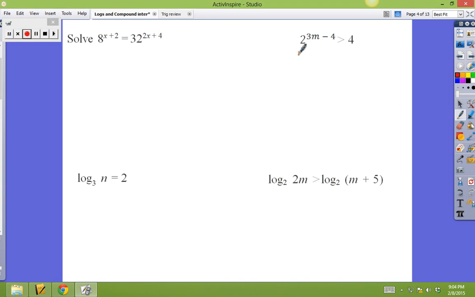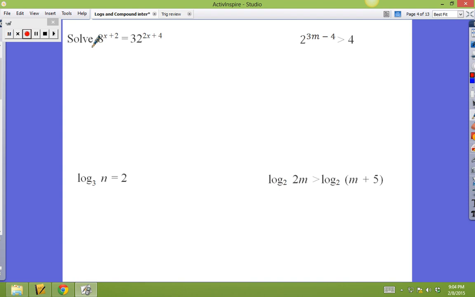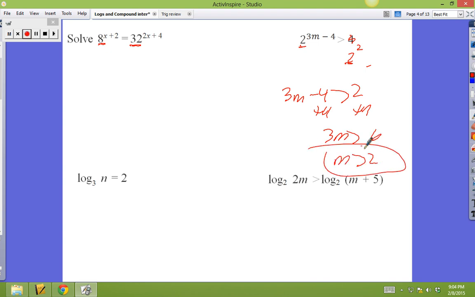Okay, the next one, let's try maybe the same approach. If my bases are the same, we're in good shape. This base is a 2, this base is a 4, but it's disguised. It could be the same as 2 squared. So now if my bases are the same, then I'm just going to focus on the exponents. 3m minus 4 is greater than 2. So plus 4, 3m is greater than 6, m is greater than 2.